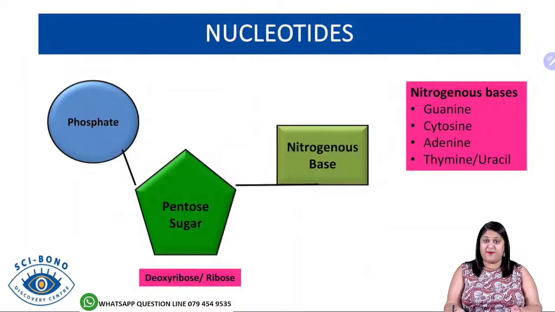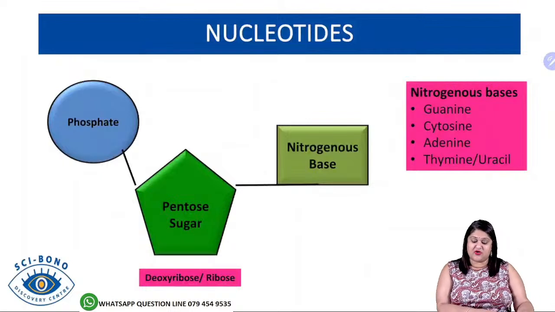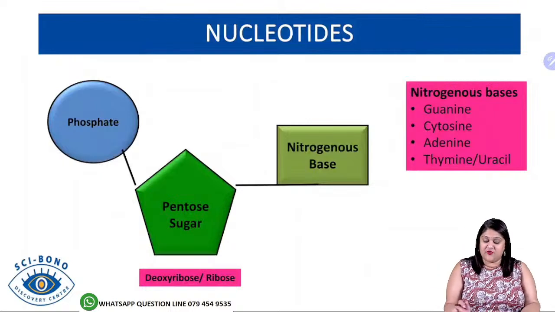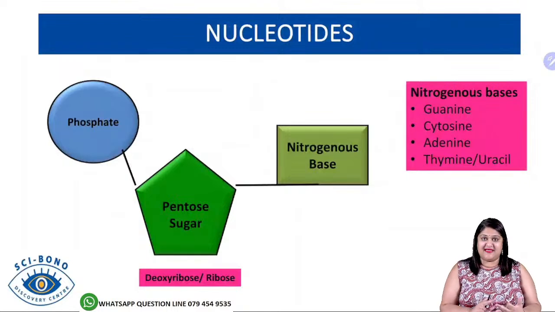Right, so this is showing you a picture of a nucleotide. As I said, you must be able to know how to draw this. It's a nice question that they like to ask. And then you need to know what the nitrogen bases are. They are guanine, cytosine, adenine, and thymine in DNA. And in RNA, they are guanine, cytosine, adenine, and uracil.